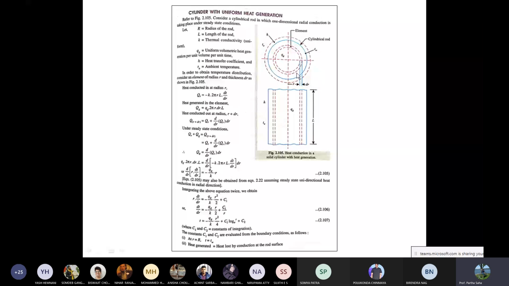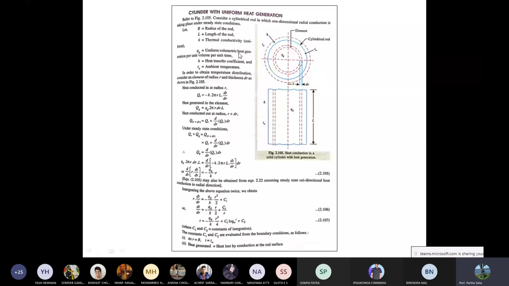So heat conducted at radius r, small r, can be given by Q_r equals minus 2 pi r L into K dT by dr. This is the well-known expression for Fourier's law, right? Now heat generated in this element, just like the last class, if we assume that heat generated is capital QG, that will be given by QG times 2 pi r dr dL, right? That is the volume, right? 2 pi r dr dL is the volume, and QG, as already mentioned, is the volumetric heat generation per unit volume per unit time.